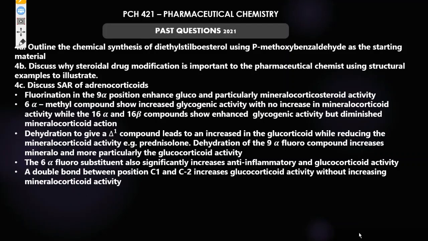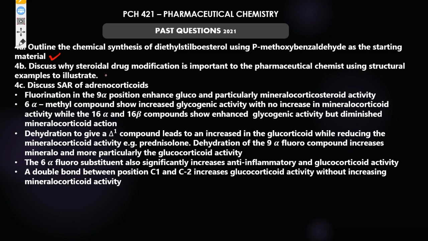All right, so we are going to look at the past questions, which is 2021. Now, the first question here says, outline the chemical synthesis of diethylstilbestrol using p-methoxybenzaldehyde as starting material. Now, we've answered this question before, right? So we don't need to redo it; stilbestrol is the same thing as diethylstilbestrol.